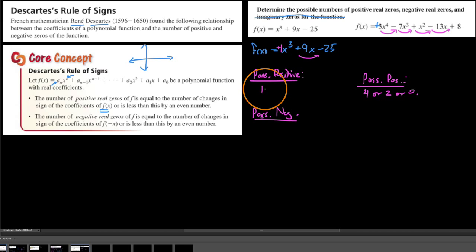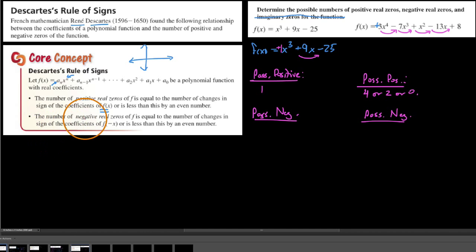We stopped at 1 because if I subtract 2 from 1, I get negative 1, and I'm not going to have negative 1 possibly positive real zero of this. But starting at 4, we'd say 4 or 2 or 0. Those are the possibilities for possible positive. So in terms of possible negative, here's how this works.